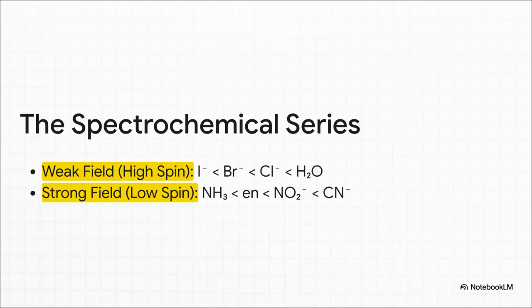So how do we know which ligands are weak and which are strong? Well, lucky for us, chemists have already done the hard work and ranked them all in what's called the Spectrochemical series. It's basically a cheat sheet. On the weak end, you've got things like chloride, which cause a tiny split and lead to high-spin complexes. And way over on the strong end, you've got cyanide, which causes this massive energy split and almost always gives you low-spin complexes. It's an essential tool for predicting how these electrons are going to behave.